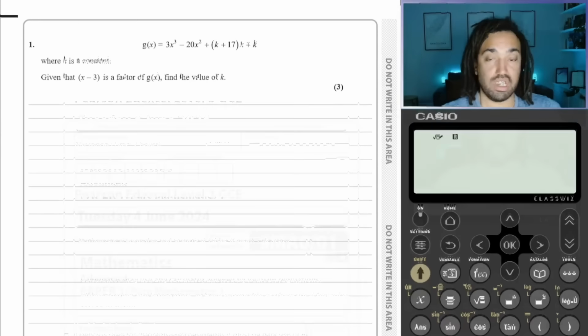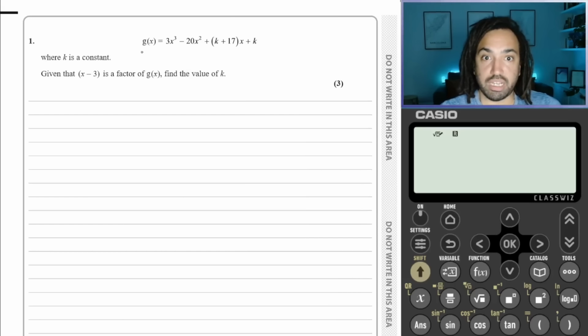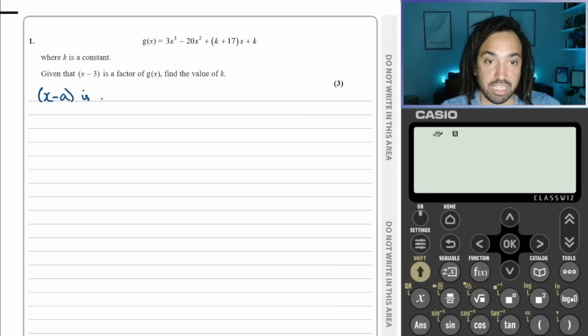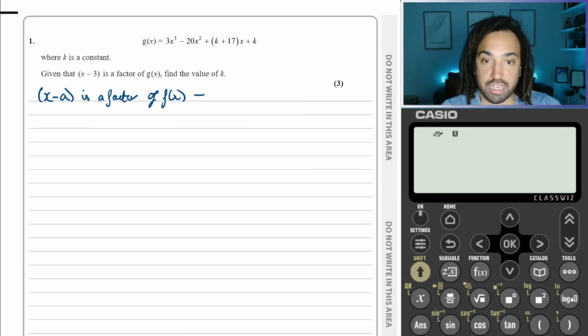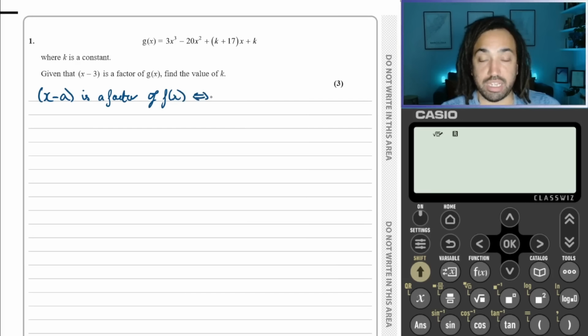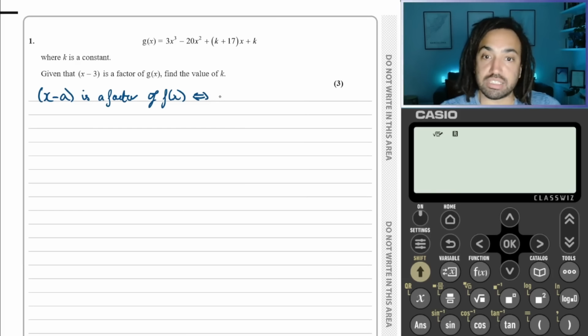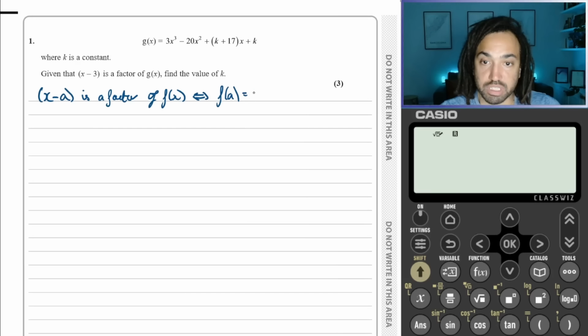Let's get into it. Question number 1, and we have g of x is equal to this cubic expression, where k is a constant. It says given that x minus 3 is a factor of g of x, find the value of k. Okay, so we're going to use the factor theorem here, and the factor theorem states that if we know that x minus a is a factor of, let's say, f of x, then it is implied, and implied by, that f of a will equal 0.